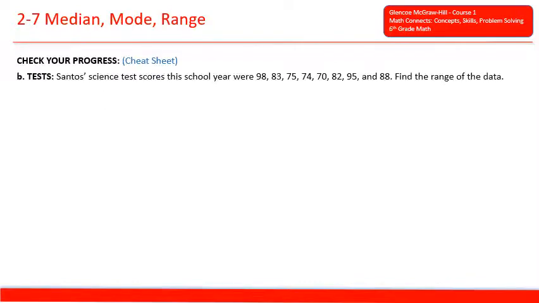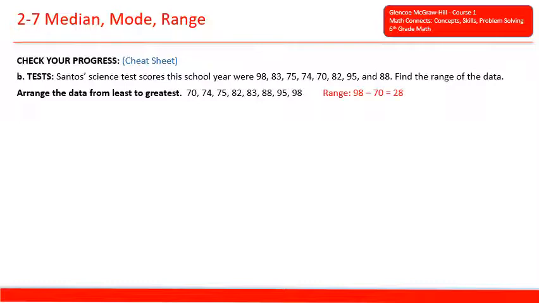Check your progress. Santos' science test scores this year were 98, 83, 75, 74, 70, 82, 95, and 88. Find the range of the data. So we're going to arrange it by magnitude, least to greatest. And there is that.